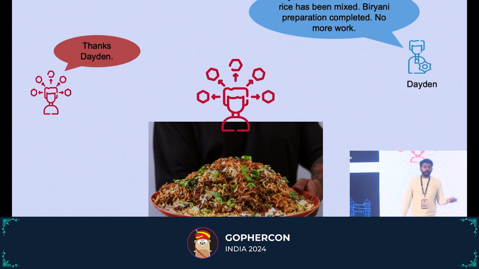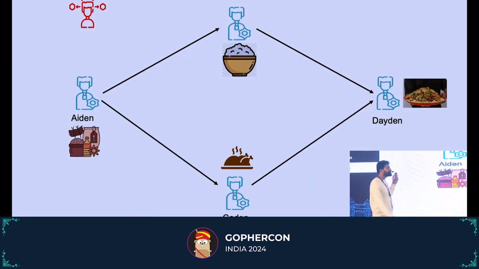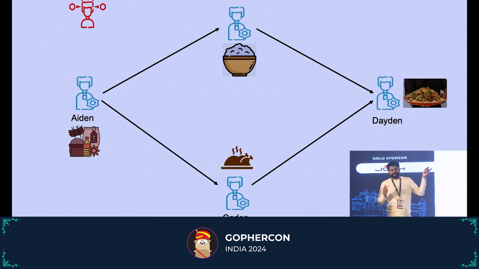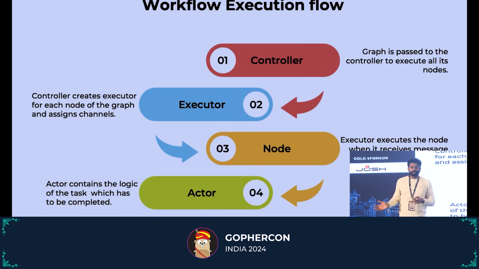So how did this look as a workflow? The first step was, Iden got the materials, Biden cooked the rice, Kaden got the chicken, and then Daden mixed those materials to prepare the biryani. Now if I relate this to the workflow, how basically the controller and executors interacted with each other. There was a graph. The graph was passed to the controller. The controller had to execute all the nodes, so he created an executor for all the nodes, okay, and assigned channels to them.